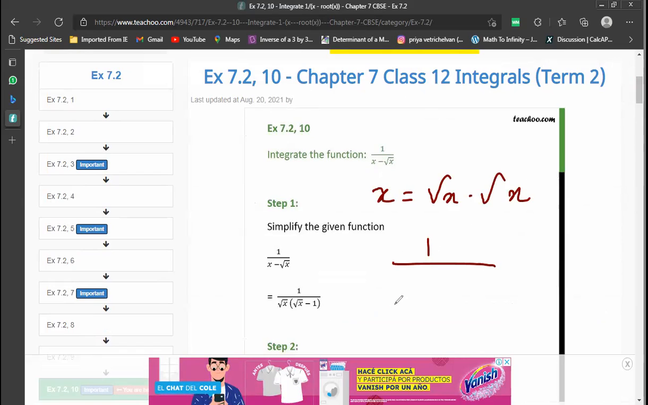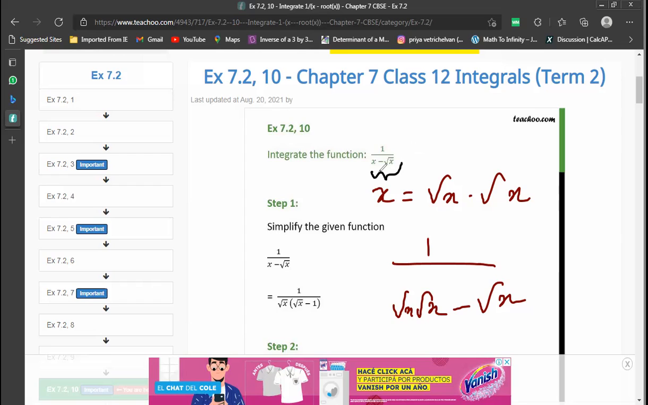Okay. Yes, so it's 1 upon root x into root x minus root x. Here, the thing is, whenever you find the denominator in the form of an expression, in the expression you'll always have 2 terms with addition or subtraction, isn't it? So you have to change your denominator in terms of factors. It should be in the form of multiplication.